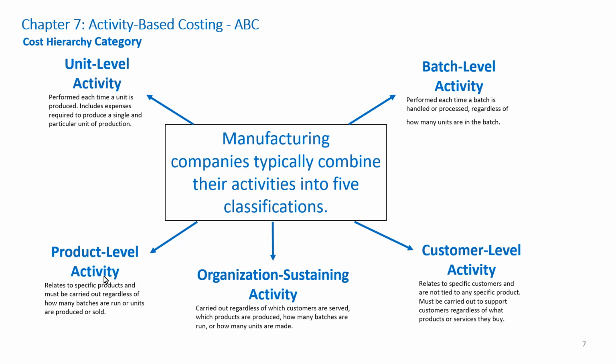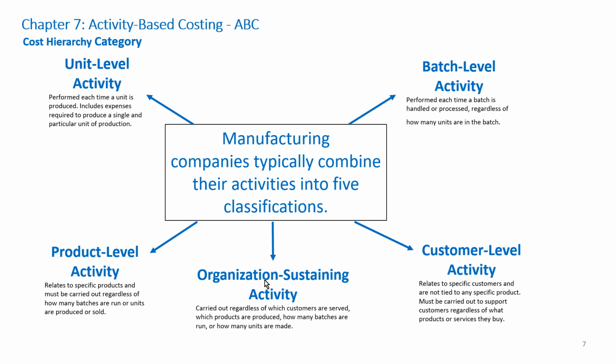The fourth level of activities referred to as customer level activities. Customer level activities relate to specific customers and are not tied to any specific product. These types of activities must be carried out to support customers regardless of what products or services they buy. These activities are not assigned to products because they are not consumed by the product. Examples here would include sales calls, catalog mailings, and general technical support.